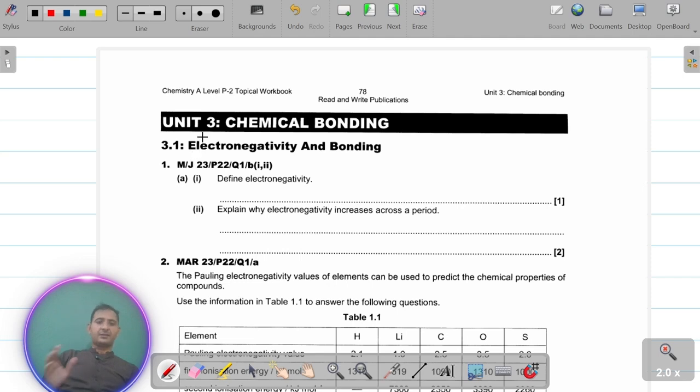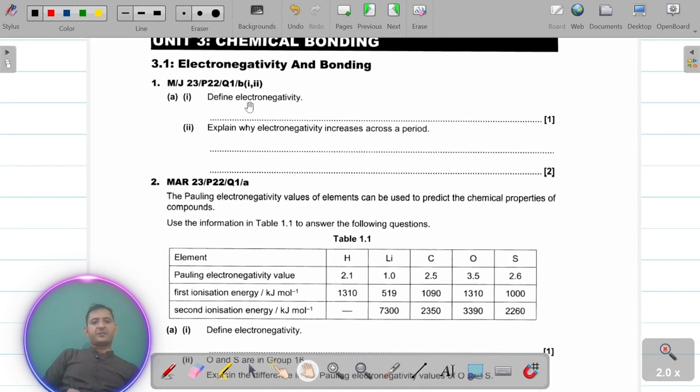Hello everyone. Today we will finish this chemical bonding. These are only topical past papers. Okay, start. So question number one is define electronegativity.